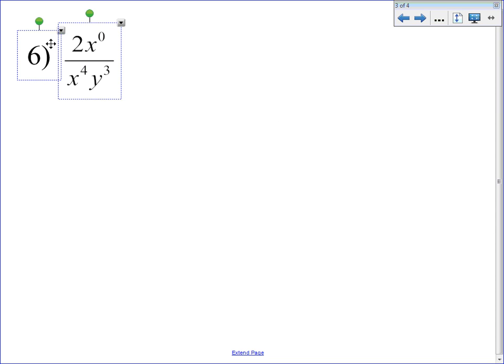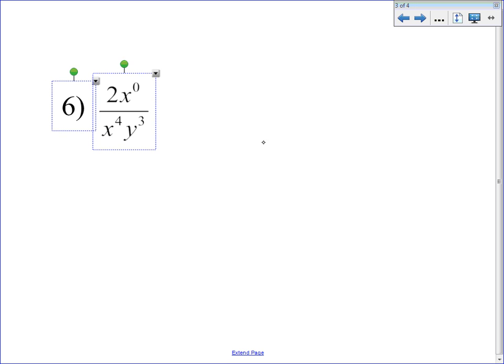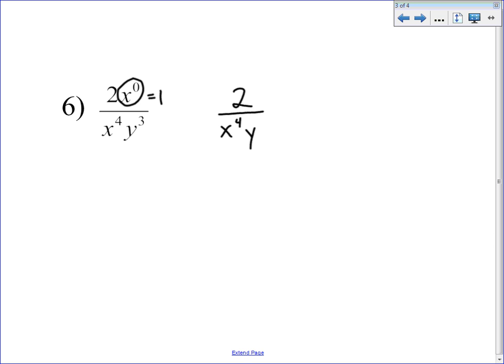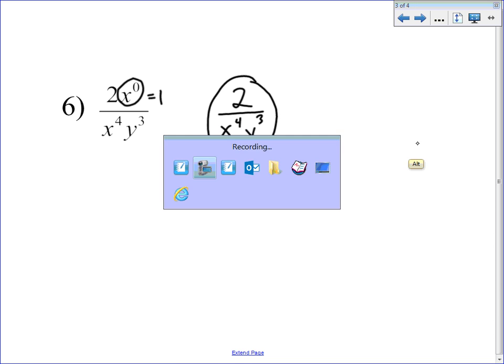Question number 6. Again, we've got something to the 0 power. So when I circle this, x to the 0 power is going to give us 1. And so I'm left with 2 on top, and x to the 4 and y to the third on the bottom. Because those are, again, different bases, we can't do anything, so that's going to simplify down to that.